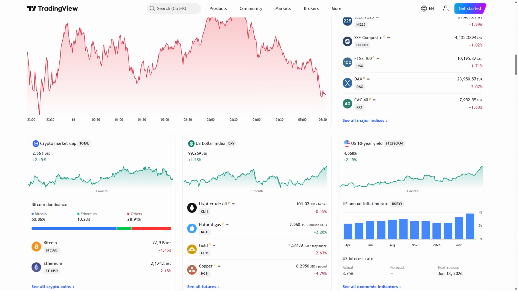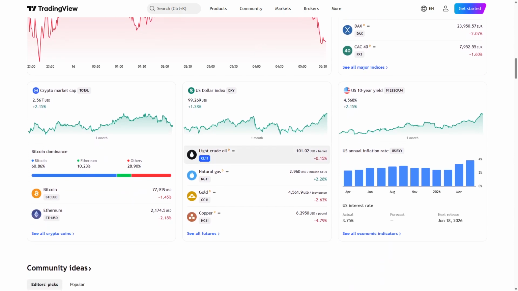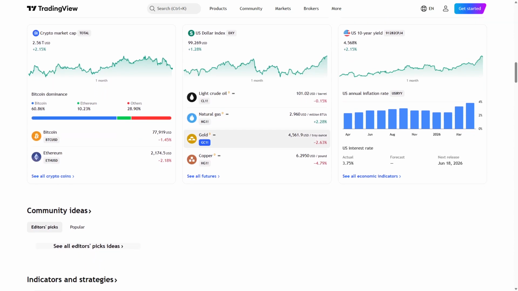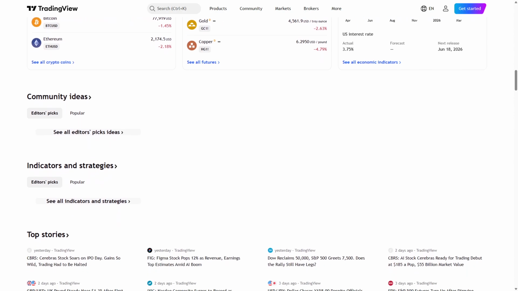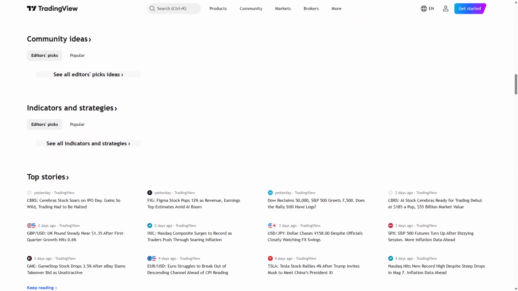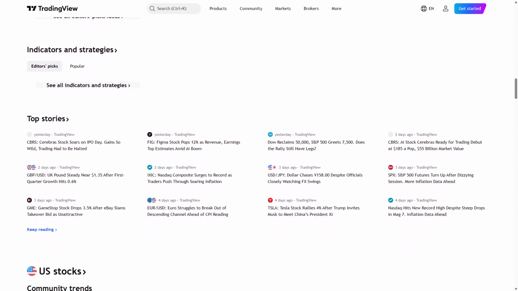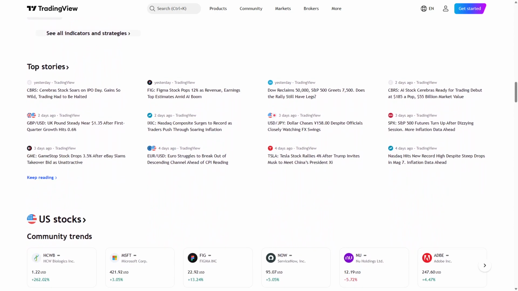Ideal users are technical analysts and traders who prioritize detailed market analysis and community insights, but use separate brokers for trade execution. According to TradingView's official site, its cloud-based system ensures accessibility from any device, making it convenient for traders on the go.